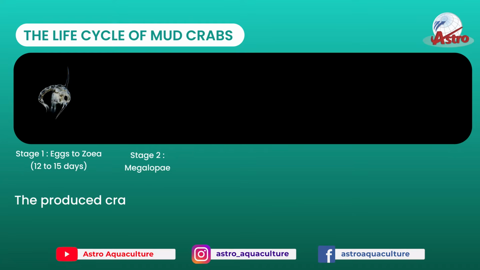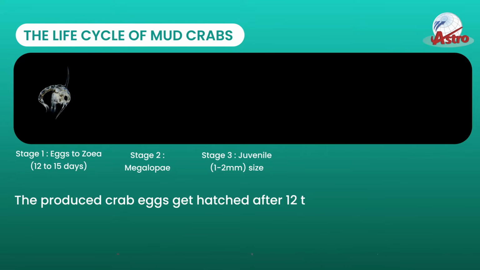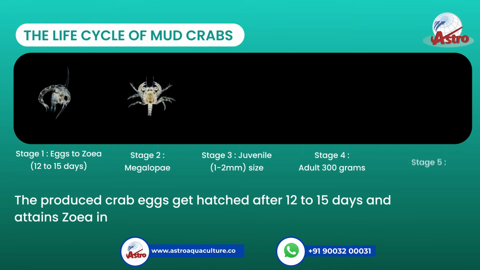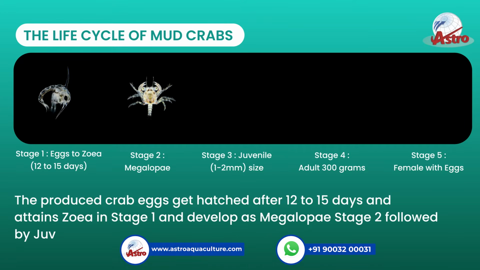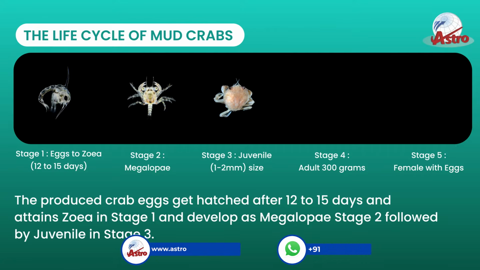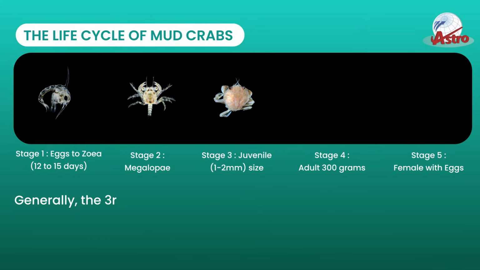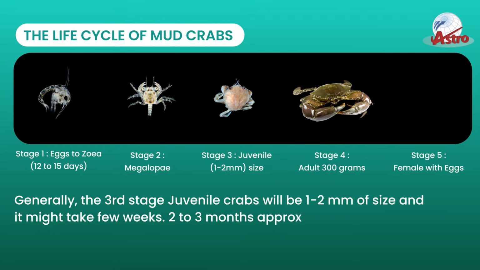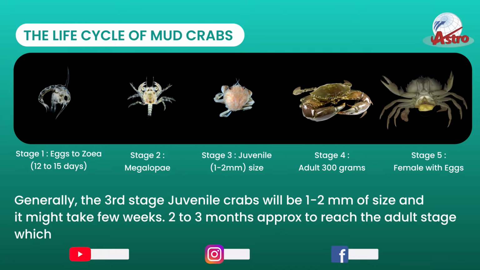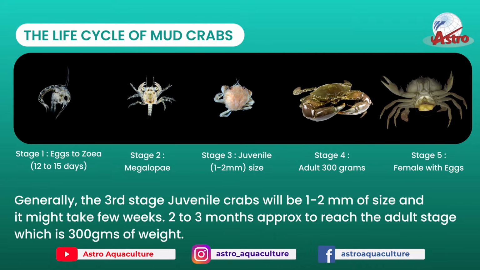The produced crab eggs get hatched after 12 to 15 days and attain zoea in stage 1, and develop as megalopa in stage 2, followed by juvenile in stage 3. Generally, the third stage juvenile crabs will be 1 to 2 millimeters in size, and it might take approximately 2 to 3 months to reach the adult stage, which is 300 grams of weight.